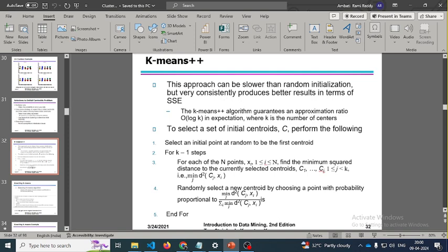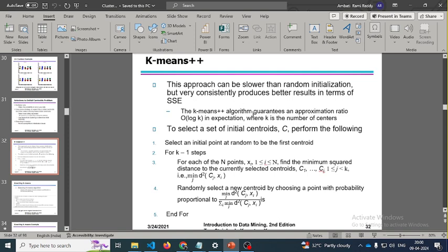This approach may be a little bit slower than k-means, but it will produce the results in a consistent manner. At the same time, you are going to get a much lower sum of squared error. So that's why you can prefer the k-means plus plus algorithm. It will give a guarantee.